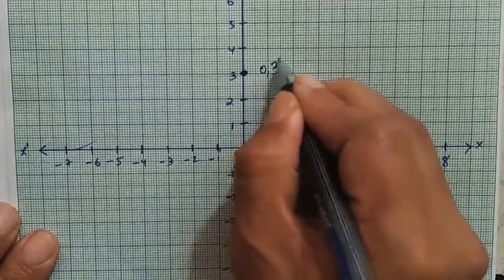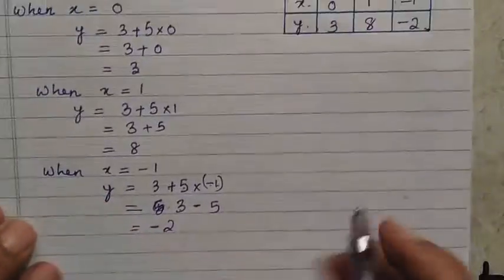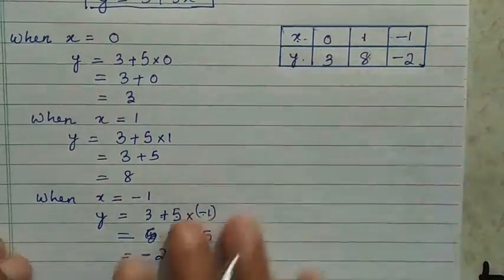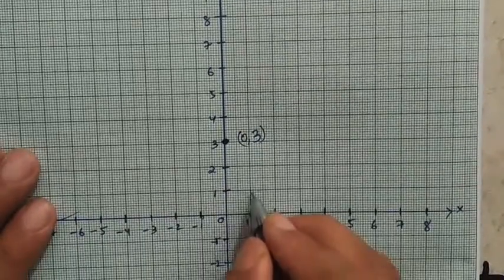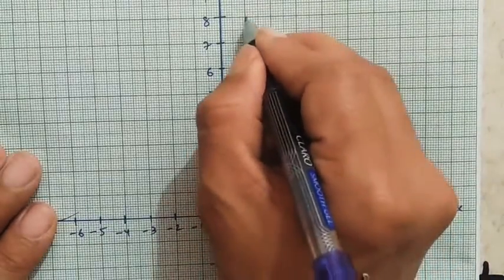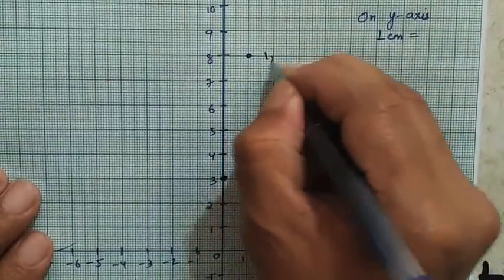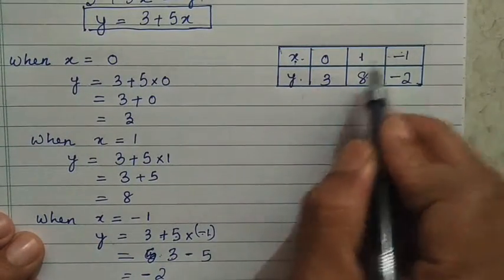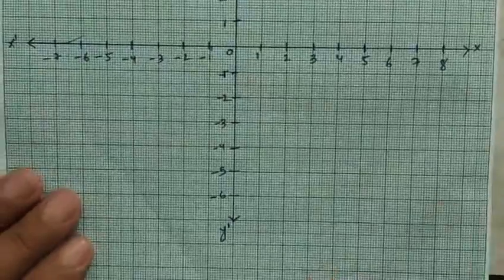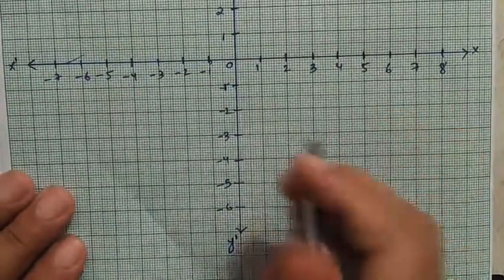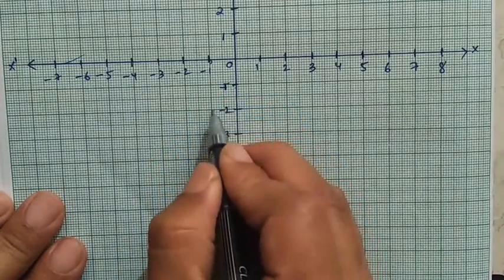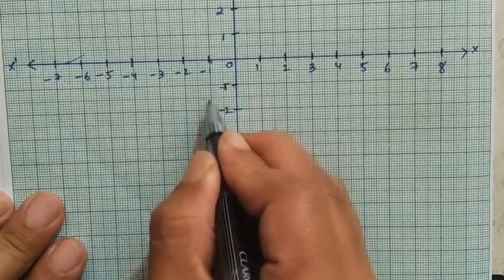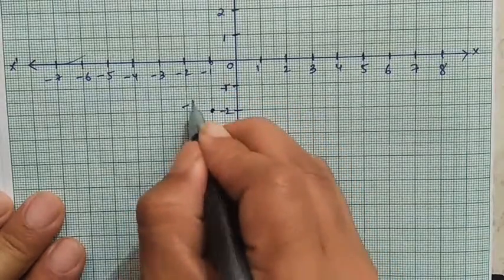So (0, 3). The second point is x is 1, y is 8. It is at this point. So if x is 1, y is 8. And the third point is when x is -1, y is -2. At this point x is -1 and y is -2. So this is the point (-1, -2).